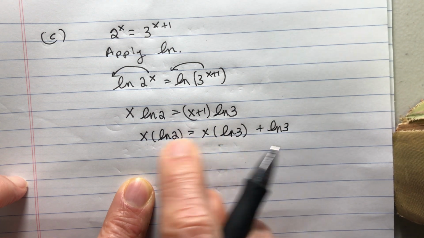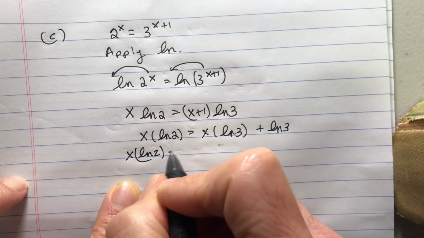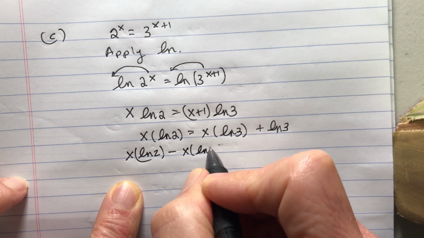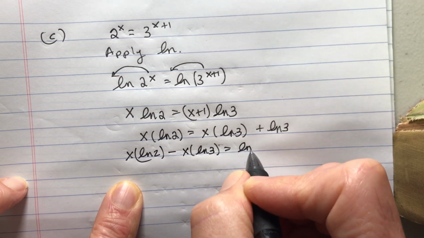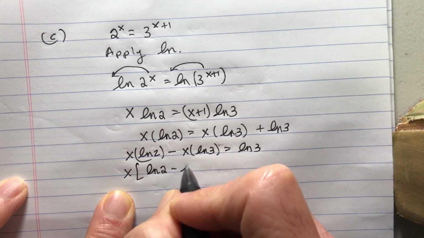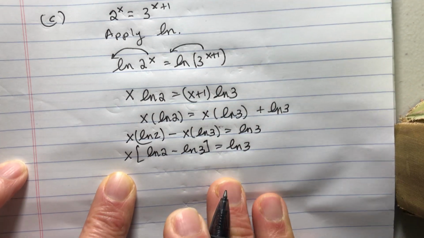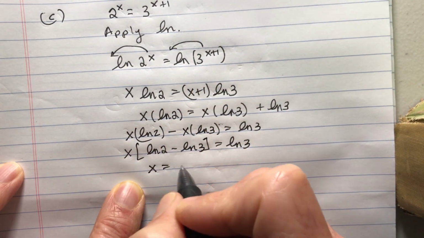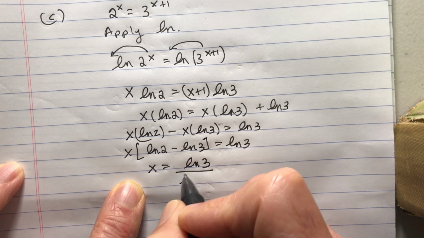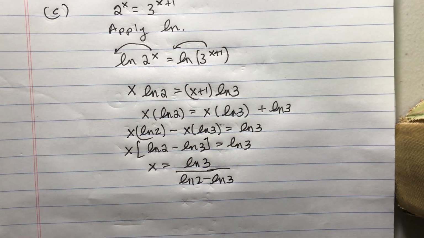What I'm going to do is subtract to bring all the x's to one side. And then I have a number on the other side. Then I'm going to take out the x. And then I solve. Okay, that's all.